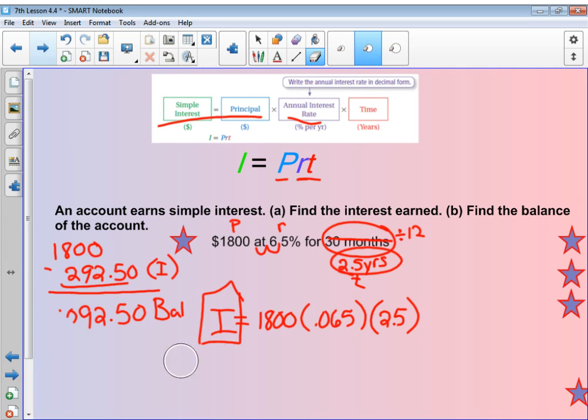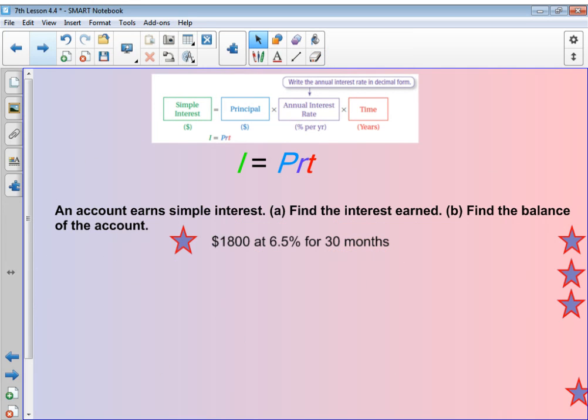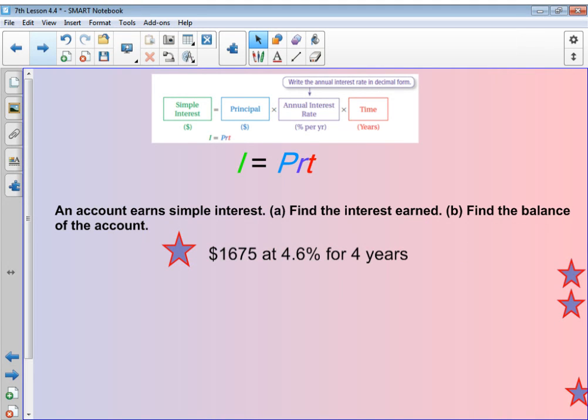Okay, so let's try another one of those. This time they did give us years, so that's the key thing. Double check to make sure that they're giving you your time in years.